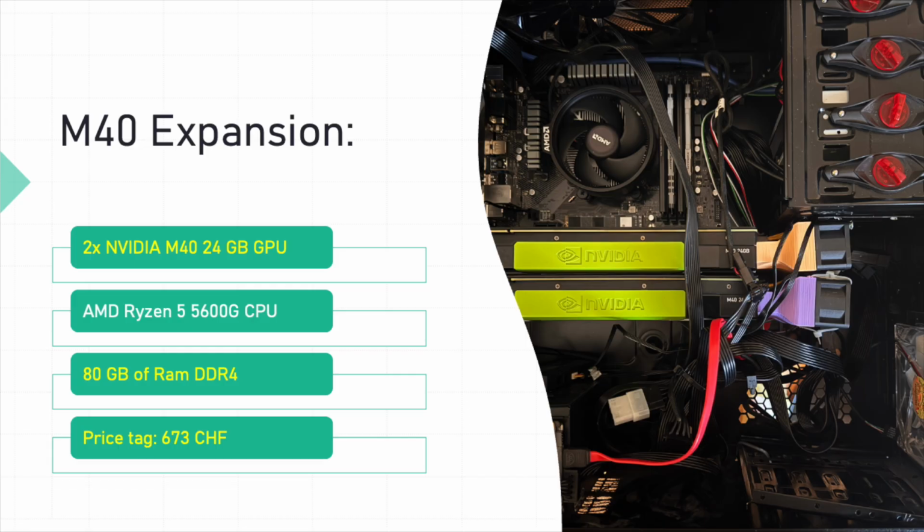As just mentioned, we've added a second NVIDIA M40 GPU. Now, each of them comes with 24 gigabytes of VRAM, and we also expanded our RAM to 80 gigabytes, which means I included two 8 gigabyte sticks. To kick things off, here's a quick clip of the build starting up.